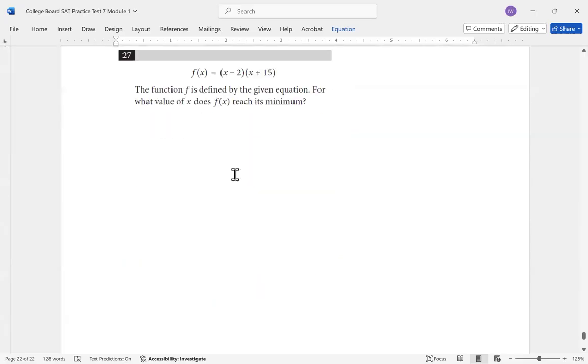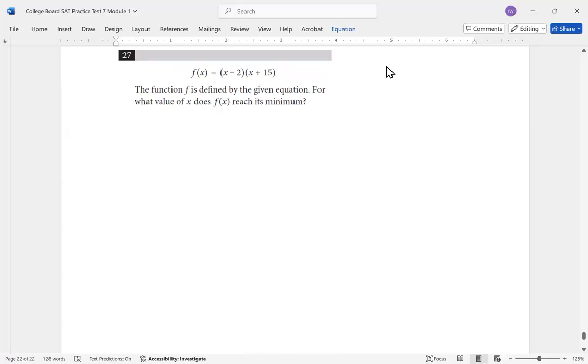Question 27. The function f is defined by the given equation. For what value of x does f of x reach its minimum? Now you can do this in a couple of different ways. And in fact, let's do those couple of different ways.